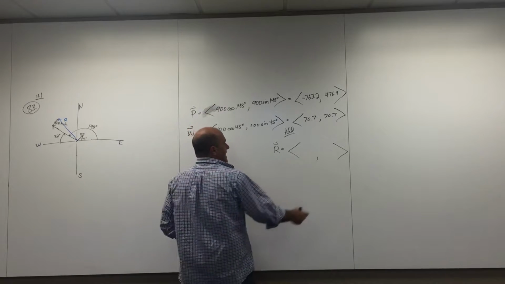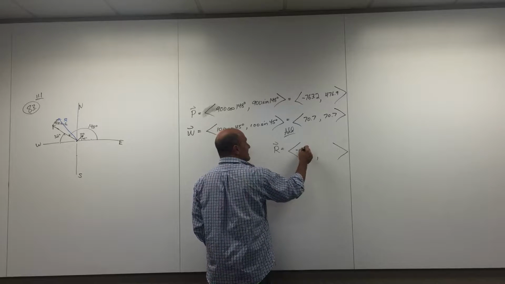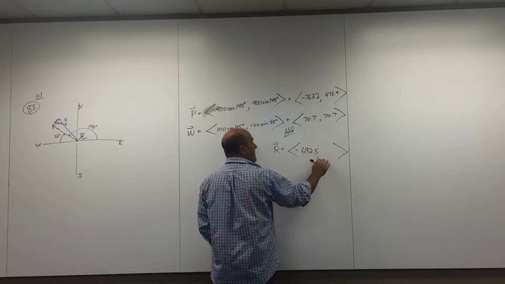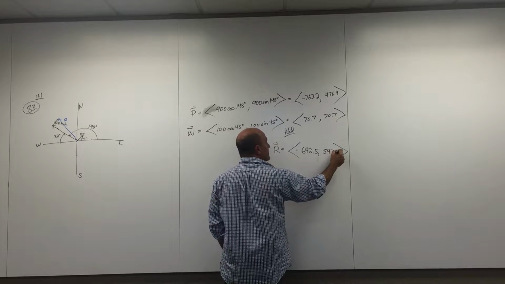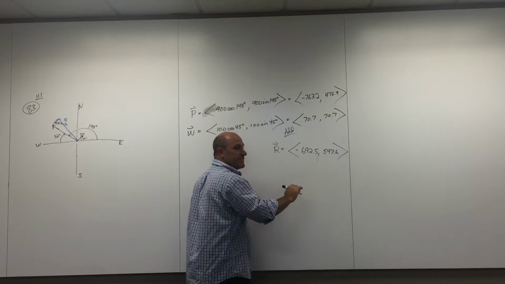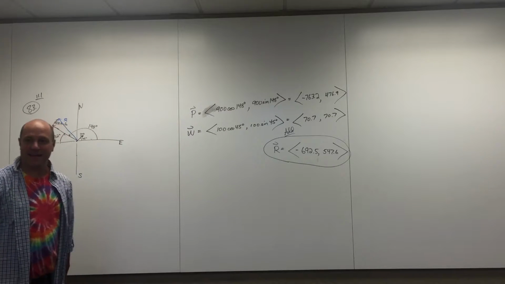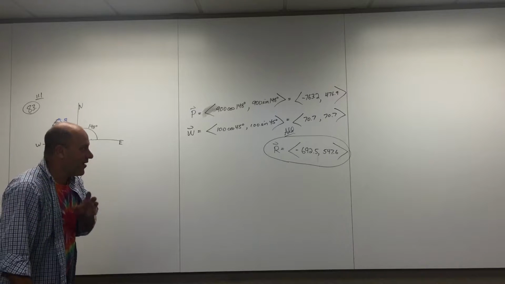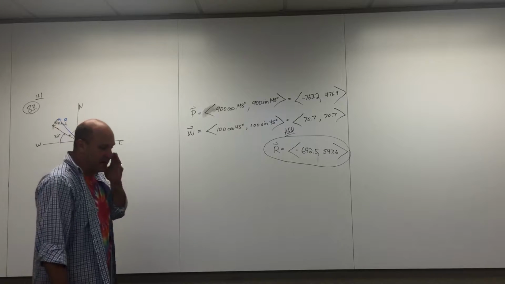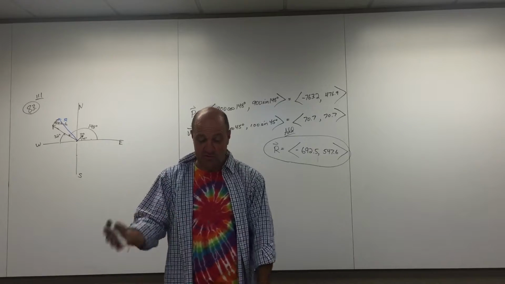I add those numbers, that's negative 692.5, comma 547.6. And that's my resultant vector. And I circle it, I think I'm cool, I think that's my answer. Actually, that's not what they wanted. They want an additional little work here, because what they asked for was the speed of the plane now, its resulting speed and its resulting angle.